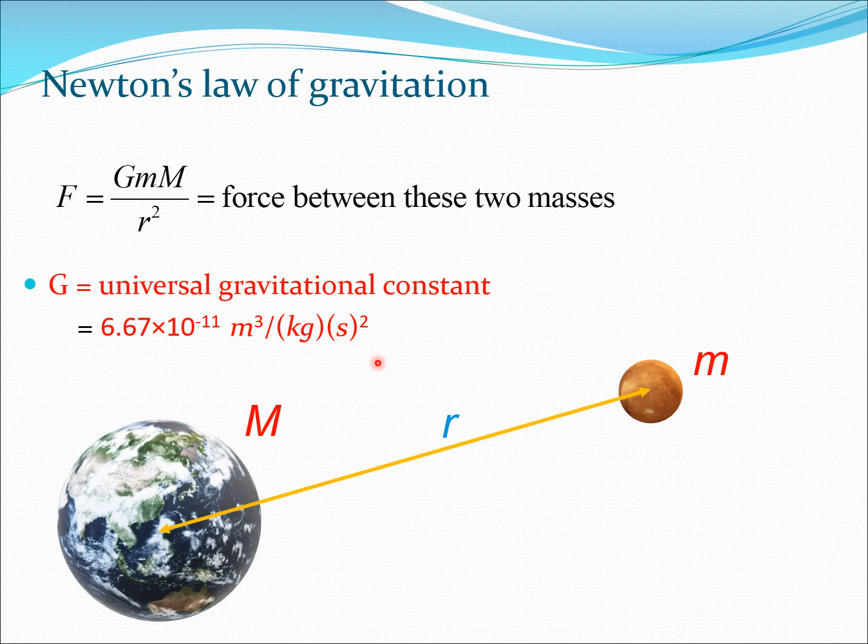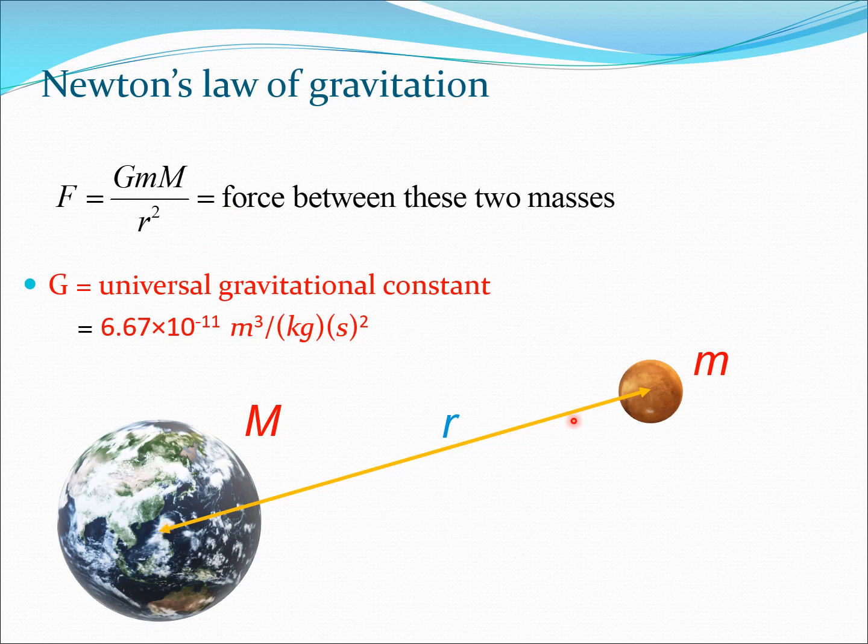We can consider a situation, for example, if we have the earth and maybe we have a planet here, maybe this is the moon. Then there would be a force between these two bodies here. So we may say that earth is represented by this mass capital M, and the planet or satellite is represented by this mass small m. The distance between the centers is given by the small r here. Then we can actually calculate this force.